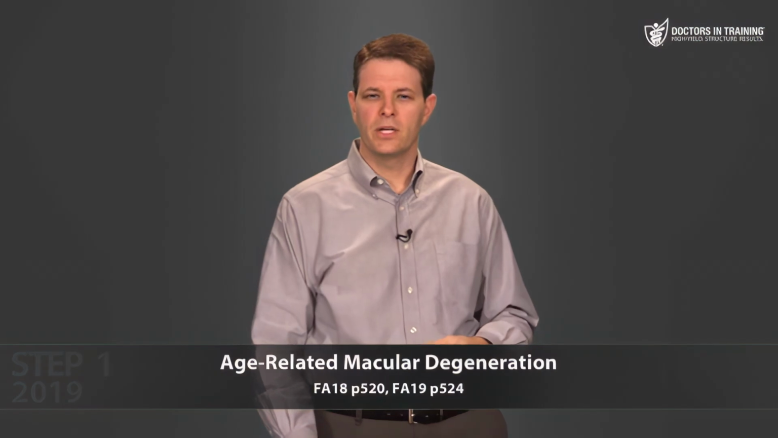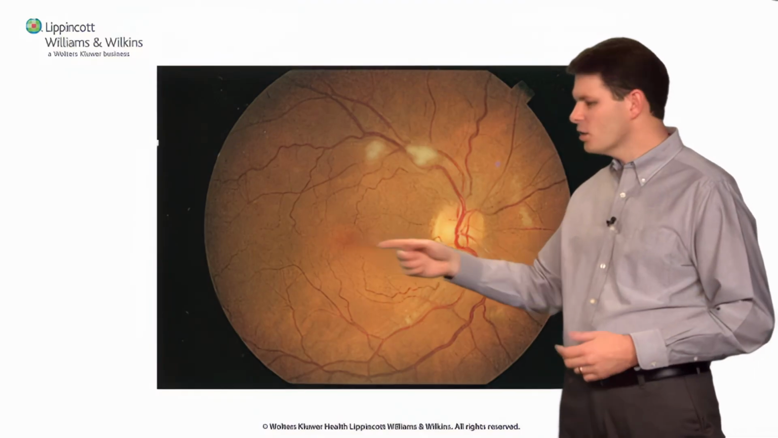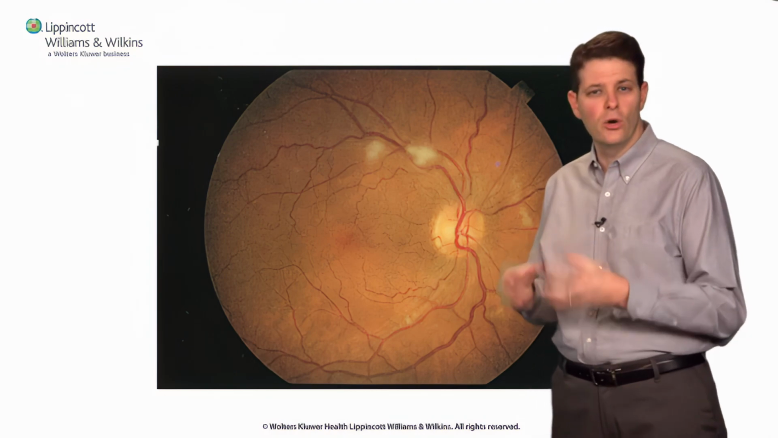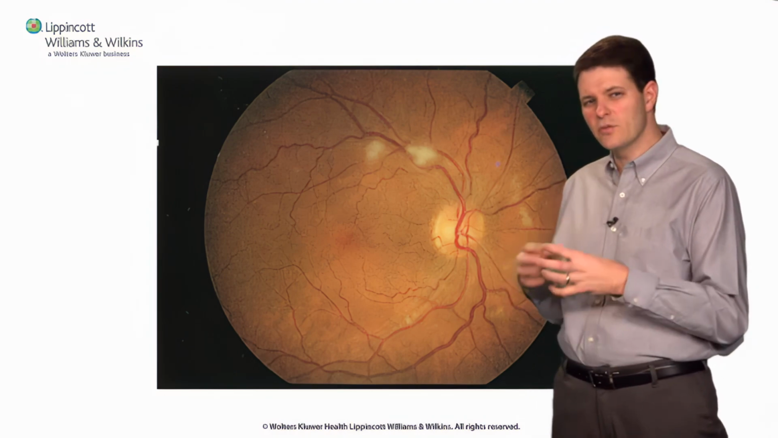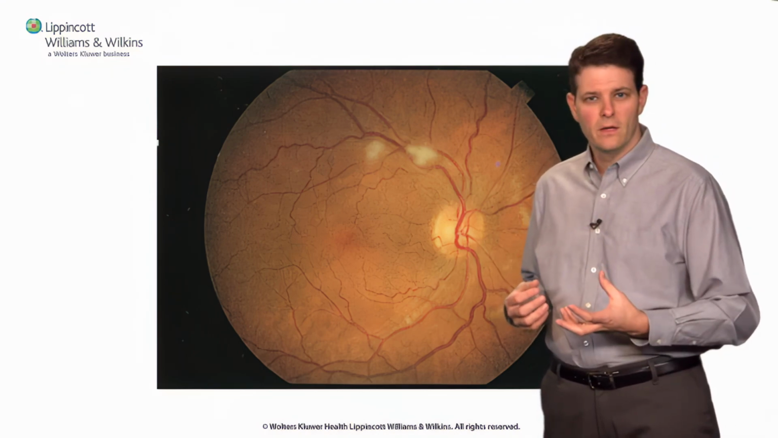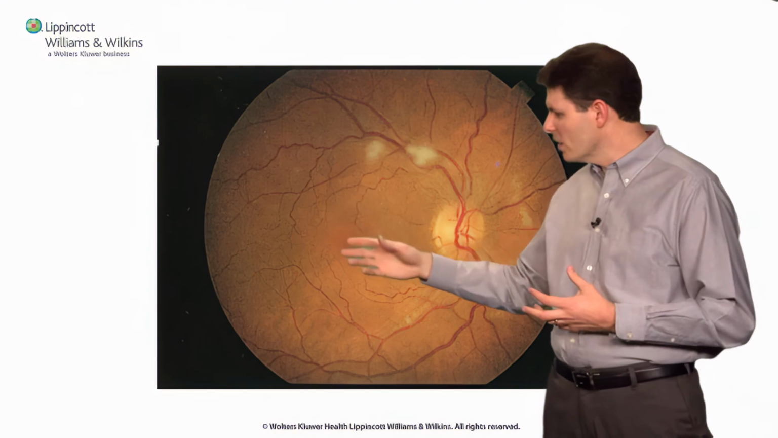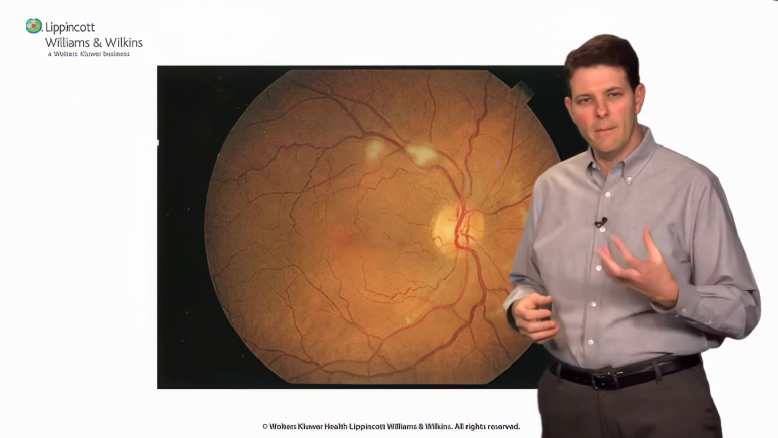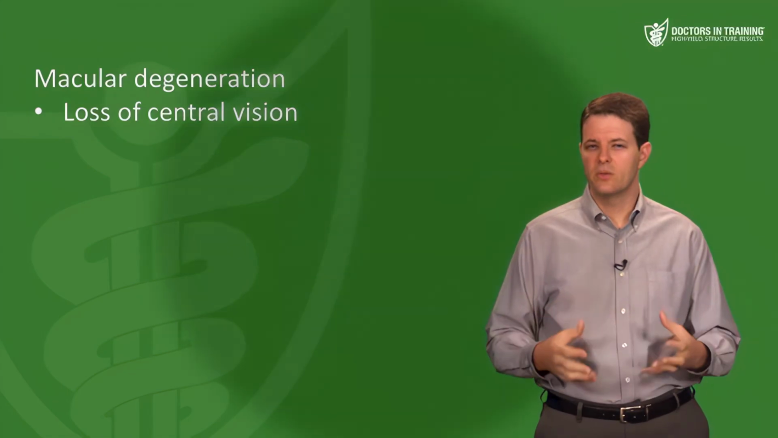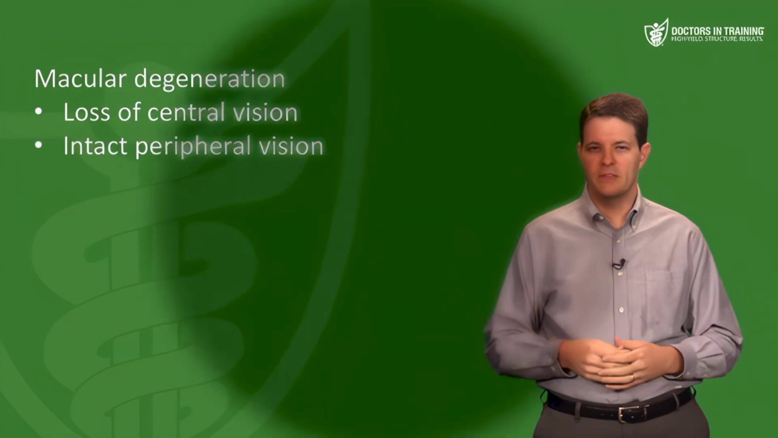Moving to the back of the eye, let's talk about some disorders that affect the retina, starting with age-related macular degeneration. This pigmented spot is called the macula, which is the central area of the retina that has extra dense cone cells to provide fine central vision for reading and recognizing details like facial features. And if that macula degenerates as you get older, that's called age-related macular degeneration. Macular degeneration causes a loss of central vision, but the peripheral vision remains intact.